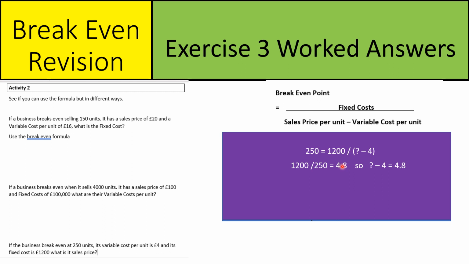So once again, we do 1,200 and we divide it by 250 to give us 4.8. So what we're looking for is something minus 4 equals 4.8. So the sales price is £8.80. £8.80 minus 4 equals 4.8. Stick it in the formula just to double check. 1,200 divided by 8.80 minus 4 equals 250.